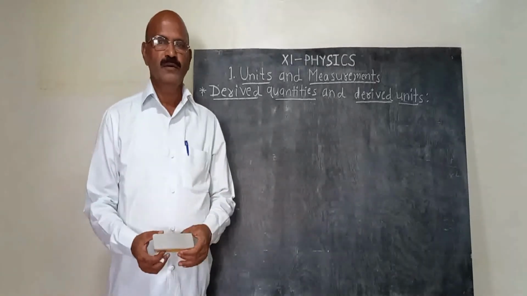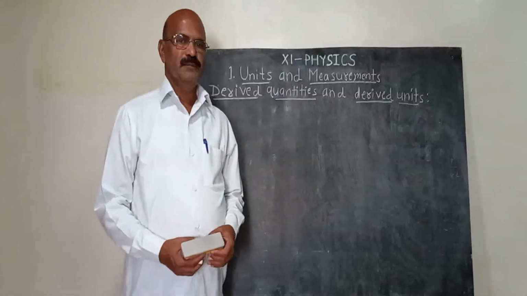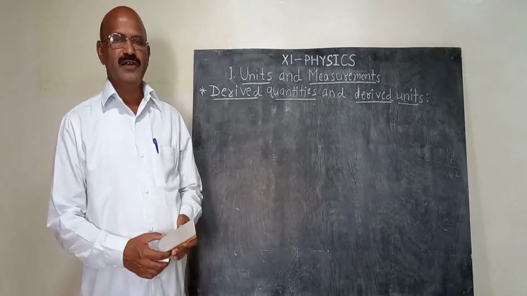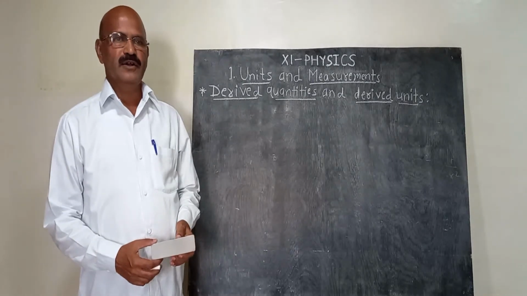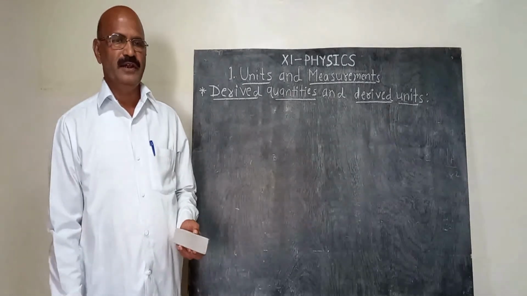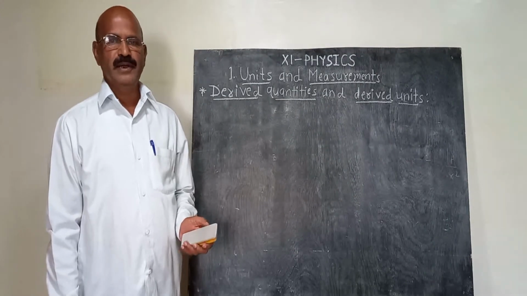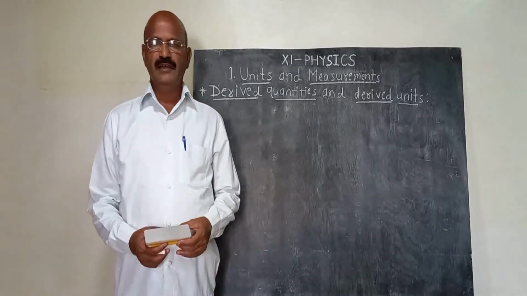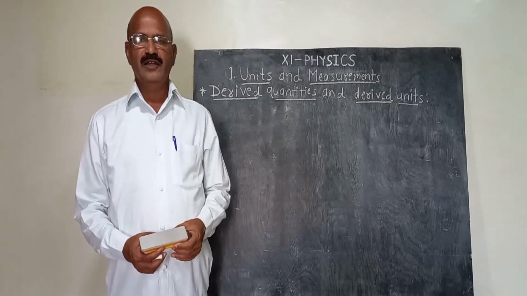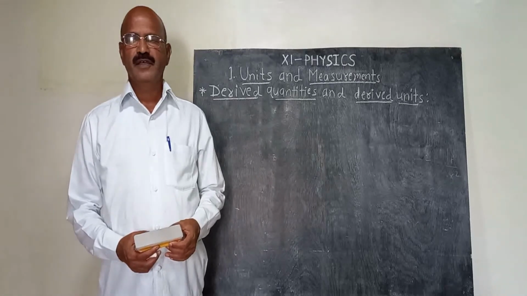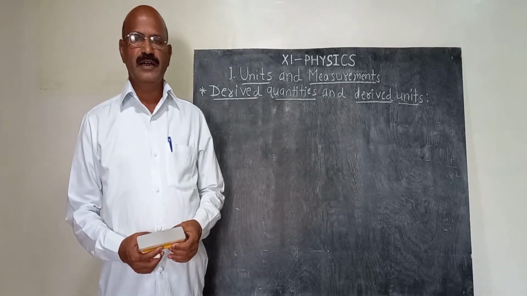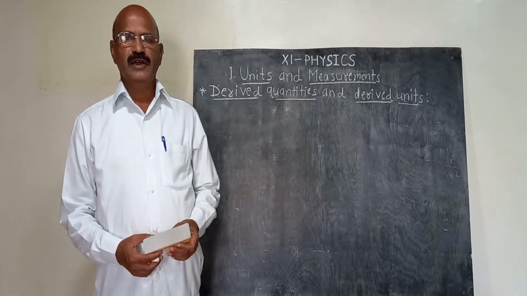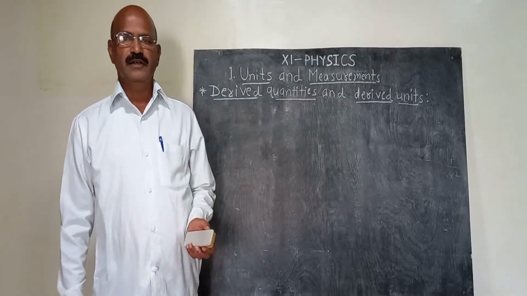In the last video, we saw the fundamental quantities and fundamental units. In addition, we also saw the supplementary units. A fundamental quantity means a physical quantity which does not depend on any other quantity for its measurement, and the unit used to measure fundamental quantities is known as a fundamental unit.